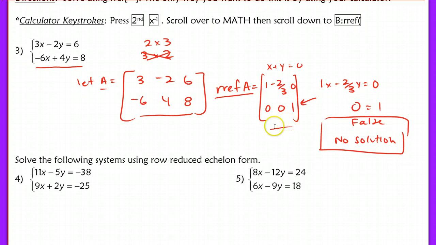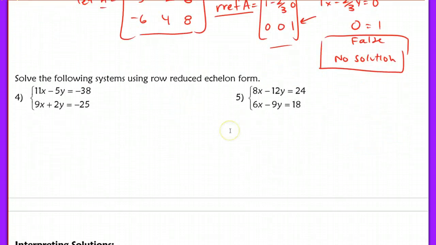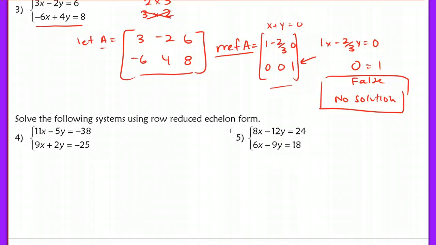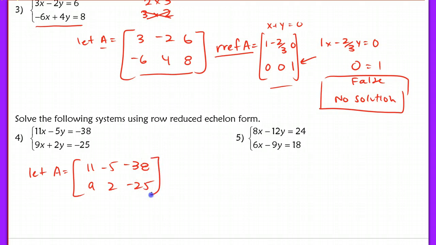So let's just practice this again, just so you get the hang of it. In problem number 4 here, if I let A equal 11, -5, -38, and 9, 2, -25 in my calculator, and on paper I want to write RREF, but that's all I need to enter into my calculator. So I'm going to edit that real quick in my calculator, and you can do the same, just pause.